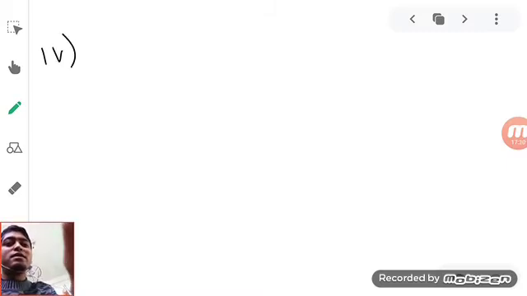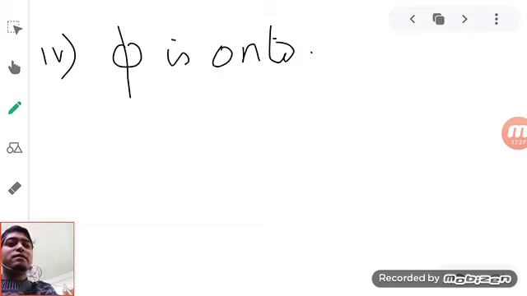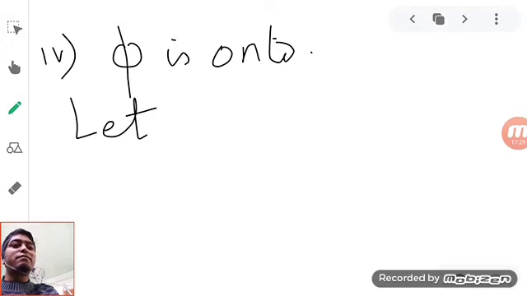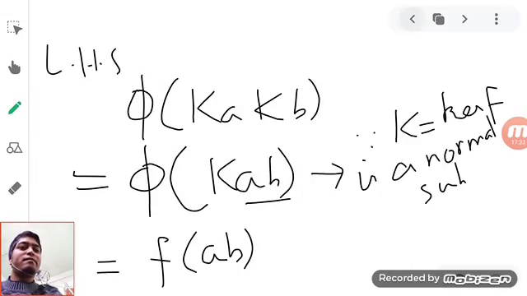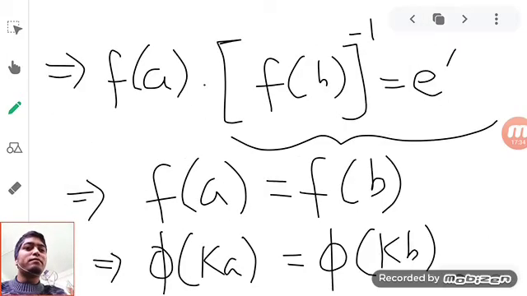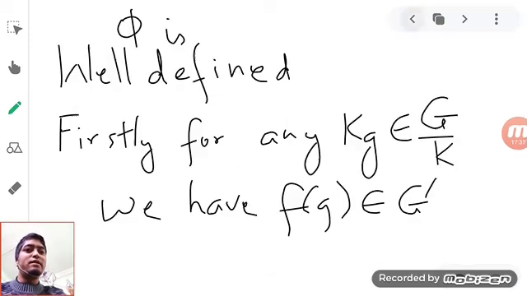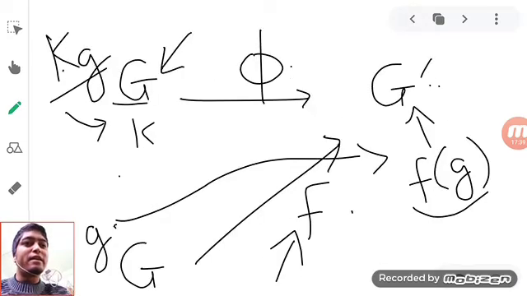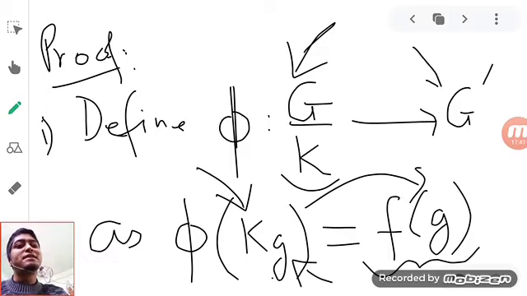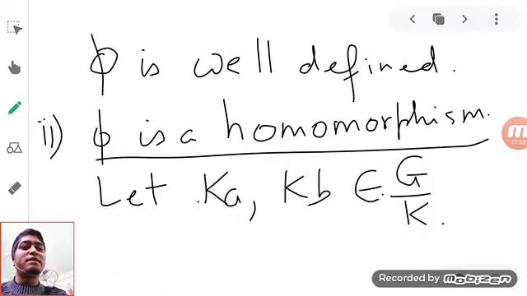The last part is onto. Phi is onto. We have to prove this. For onto, we have to start with an element in the second set of phi when defining phi. So this is the second set, right? The second set was G dash. We have to start with an element of G dash. We will have to find a pre-image of g dash. So this is how we will do it.